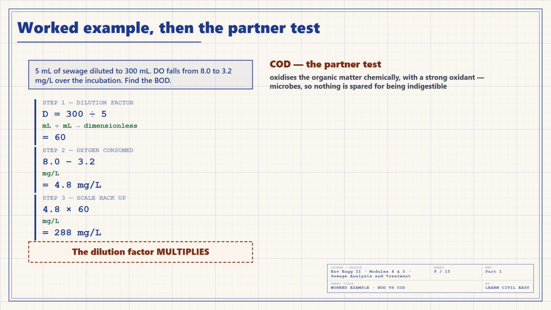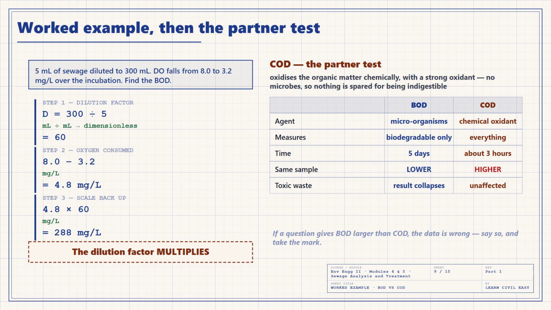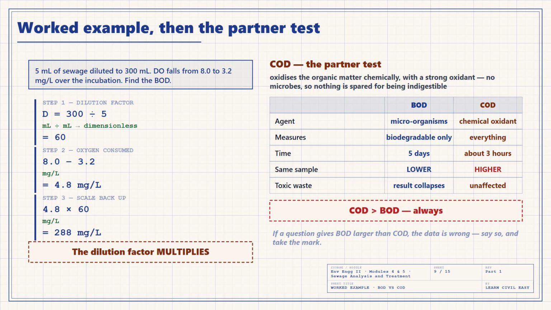Now the partner test. Chemical oxygen demand, COD, oxidizes the organic matter chemically with a strong oxidizing agent and no microbes are involved. So nothing is spared for being indigestible. BOD takes 5 days, COD takes about 3 hours. BOD counts only what is edible. COD counts everything, which means for the same sample, COD is always greater than BOD, always. If a question hands you a BOD larger than the COD, the data is wrong and saying so earns you the mark.